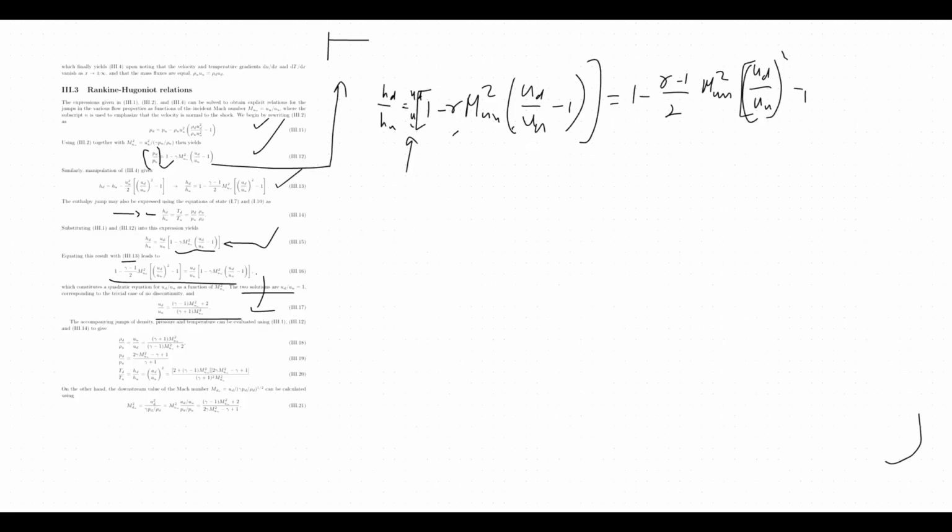Did I even write this right? 1 minus gamma. Whatever. Minus 1. Okay, we did write it correctly. The result in that. Okay.